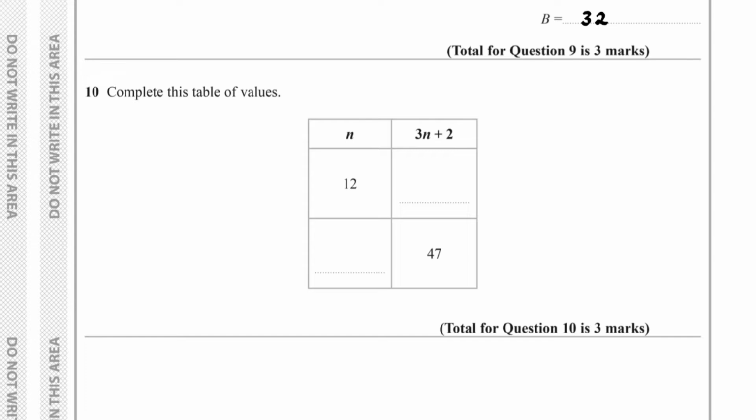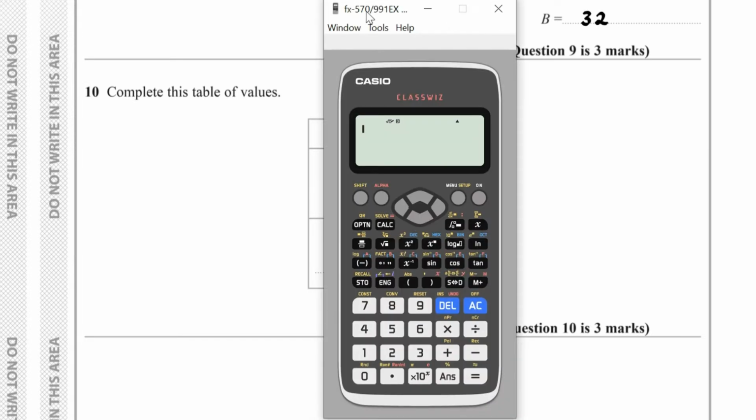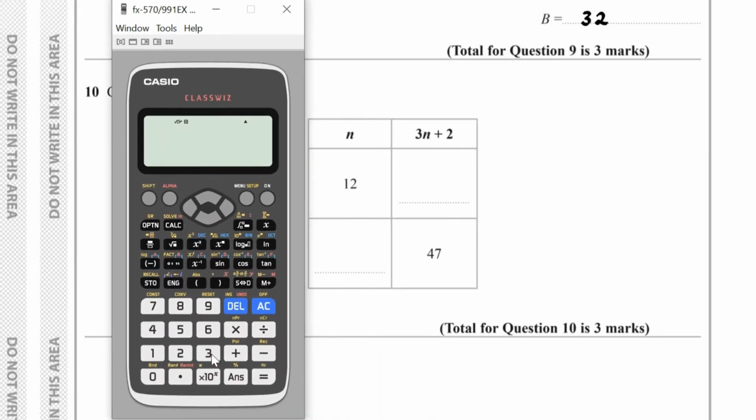Question number 10. We have to complete this table of values. Well, when n is 12, what is the value of 3n plus 2? Well, I've got 12, and I need to multiply this by 3, and then add 2 to the result, and I get 38.